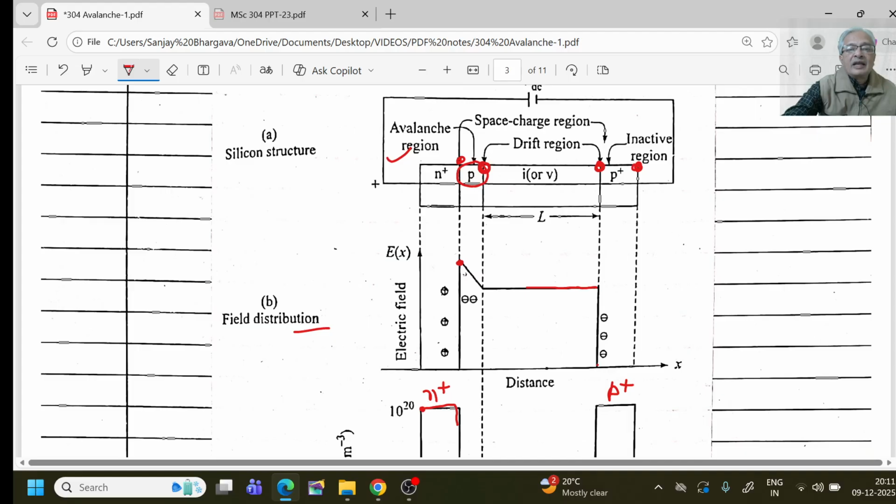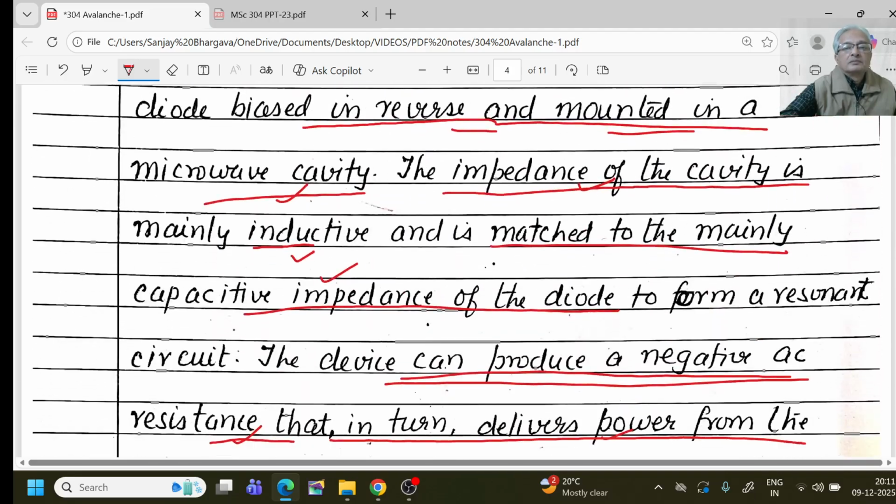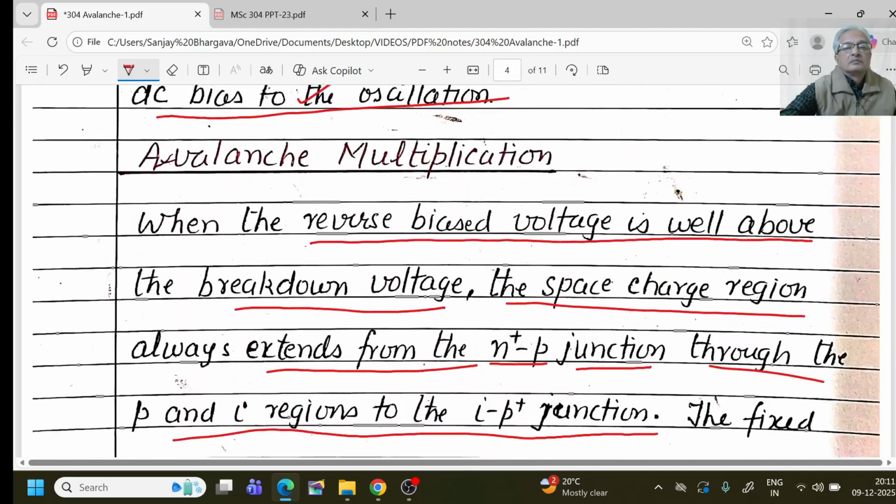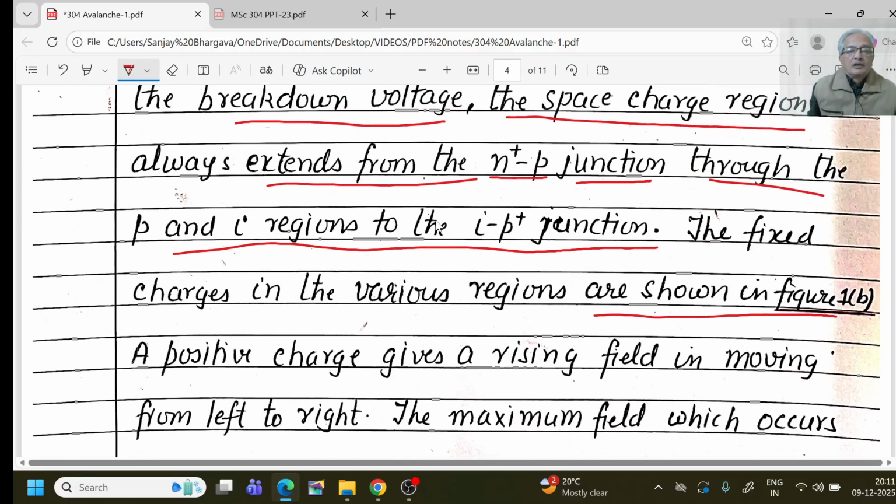In N plus, the lattice ions are positively charged. See, the lattice ions are positively charged. In p-type semiconductor, the lattice ions are negatively charged, while in the P plus here, once again the lattice ions are negatively charged. The fixed charges shown in the region in figure 1b are already seen by us.